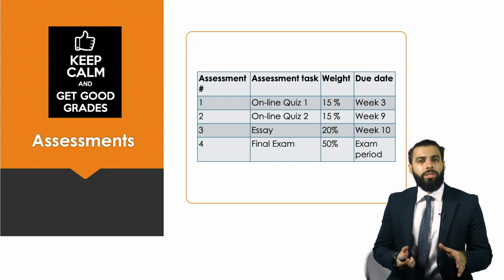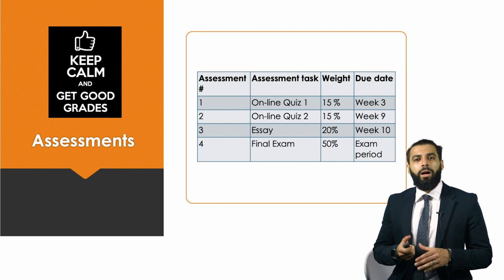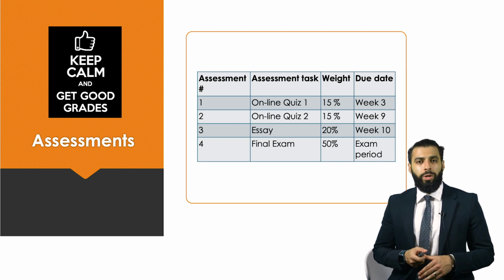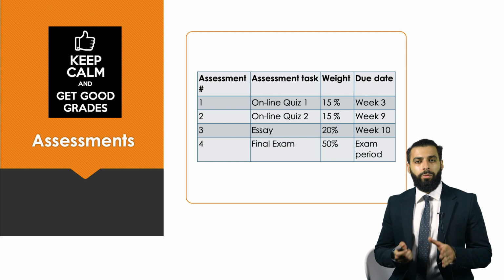So for the assessments, very straightforward. 2 online quizzes, each worth 15%. One is due in week 3 and the other is due in week 9. And then we have an essay, and that's going to be due in week 10. That's worth 20%. And then at the end, we have a final exam, and that's going to be worth 50%.